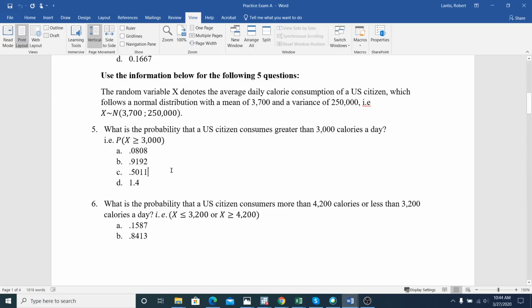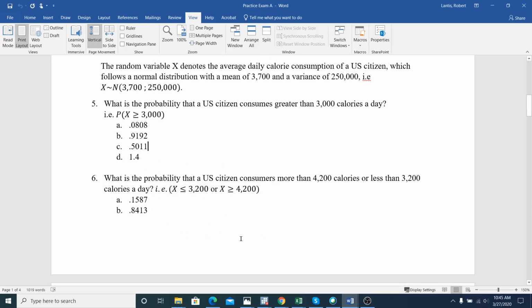Right? And if I'm choosing between B and C, in order for the area to the right to be this close to 0.5, I'd have to be looking at a value that was really close to that mean, right? And 300 is pretty far away, okay? Especially if we look at how many standard deviations away. It's more than one standard deviation. Right? All right, so 6 is going to be very similar.